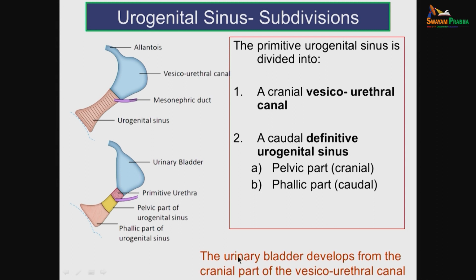So, the urinary bladder develops from the cranial part of the vesico-ureteral canal. Please understand that these are all subdivisions of cloaca, and cloaca is the part of the hindgut distal to allantois. So, it is part of the hindgut. Gut tube itself is endodermal in origin, and hence bladder is endodermal in origin. So, urinary bladder as seen from this picture develops from the cranial part of the vesico-ureteral canal. It is endodermal in origin.